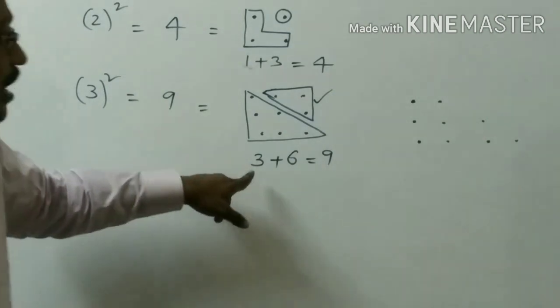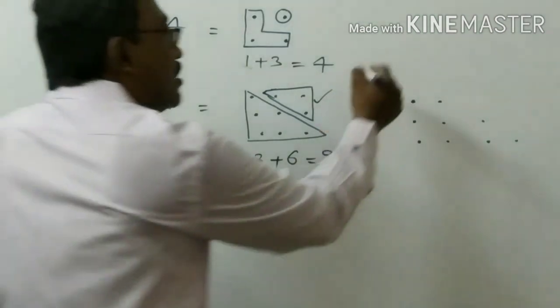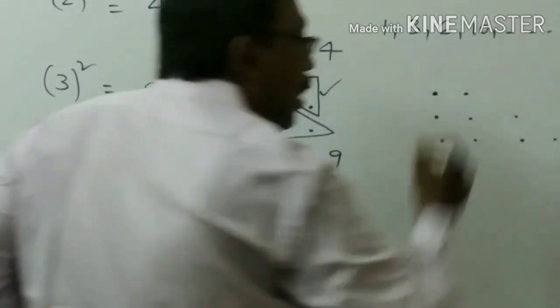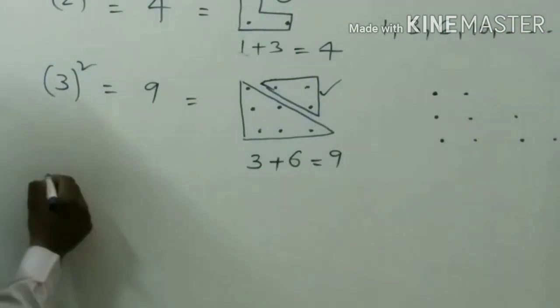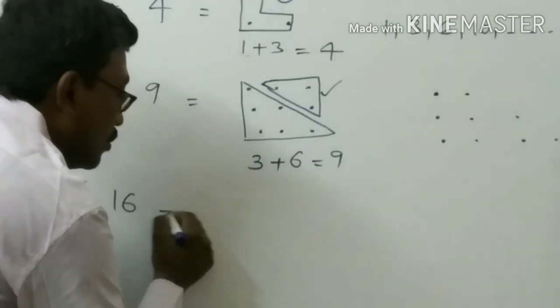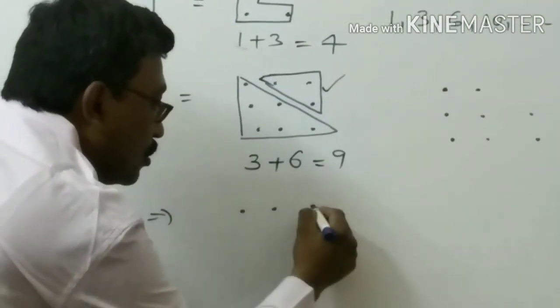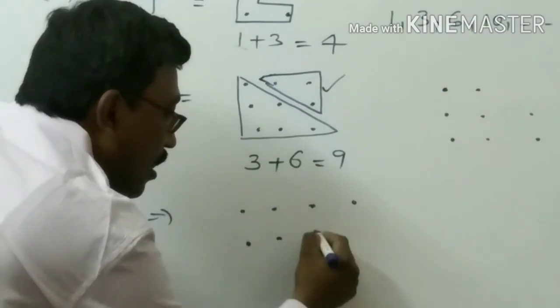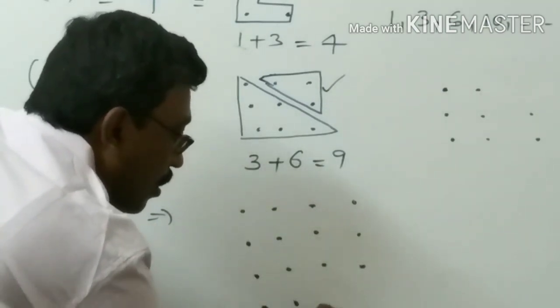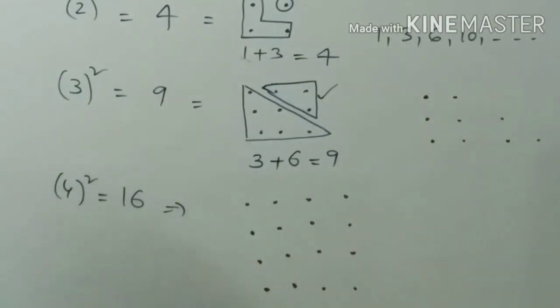So your triangular numbers. What are triangular numbers? I told you, 1, 3, 6, 10, and so on. So next one, 4 square. 4 square is how much? 16. So 16 can be written as 1, 2, 3, 4. So like this, 4 rows I should draw.